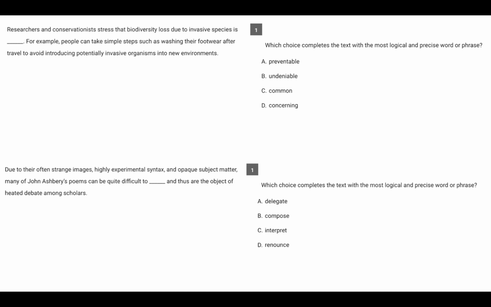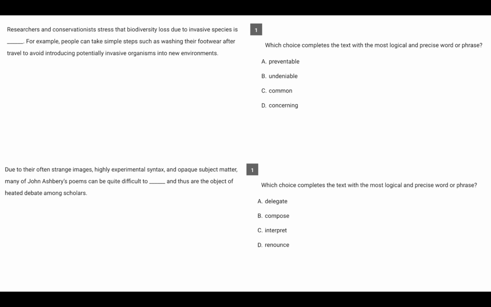An opaque subject matter. What does opaque subject matter mean? Well, it means that it is not clear. The subject matter is not clear. And not clear, what does not clear mean? Something which is not clear is something which is hard to understand. So we are getting a lot of hints in the passage itself that the word in the blank should be something which is similar to difficult to understand. And which word from the answer choices matches that? It is C, interpret, because to understand something is to interpret something. So the correct answer will be C.